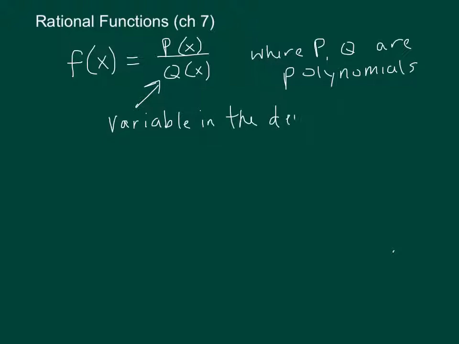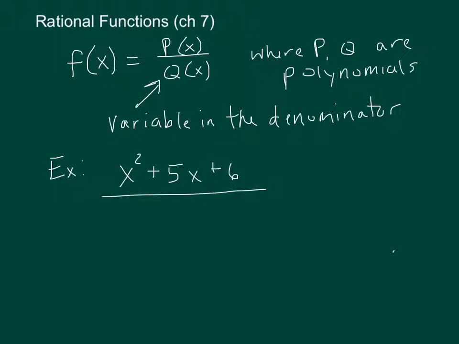So a more specific example Matt is going to give us is, go ahead, Matt. x squared plus 5x plus 6 over x minus 1. Very good, Matt.